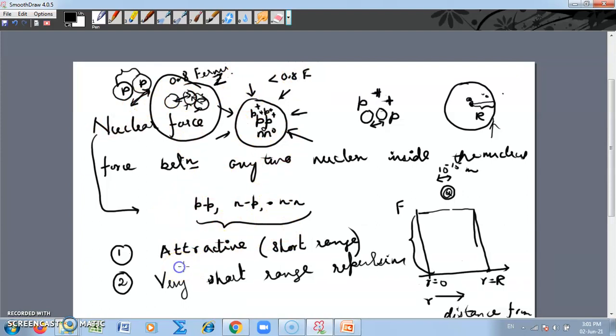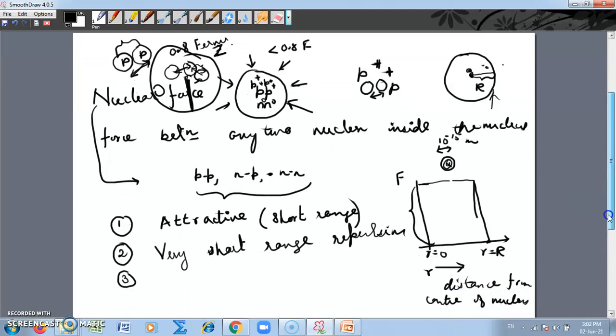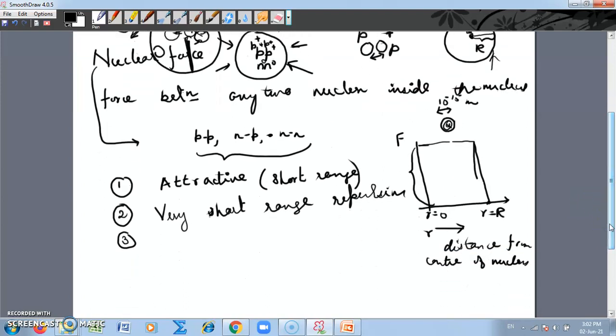Then we must also remember that if one of the nucleons is taken out, then there is no attraction. So the attraction remains as long as it is inside this much radius. That is one thing. Then we have other points coming.